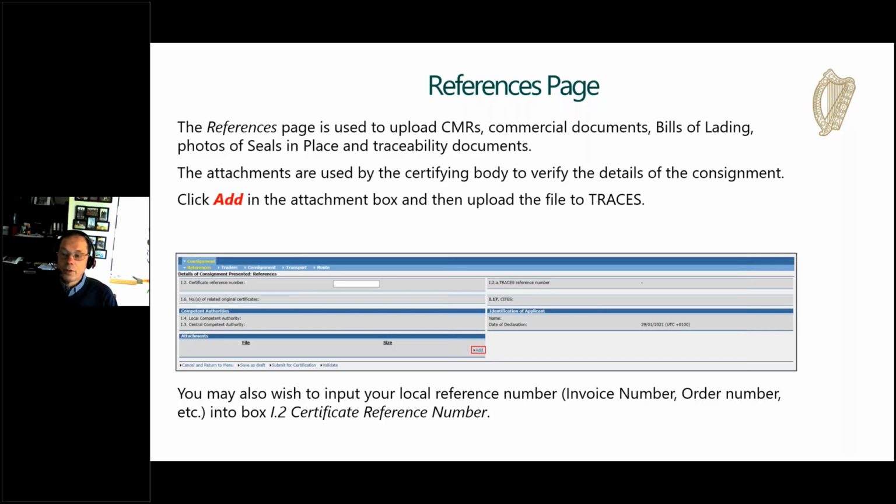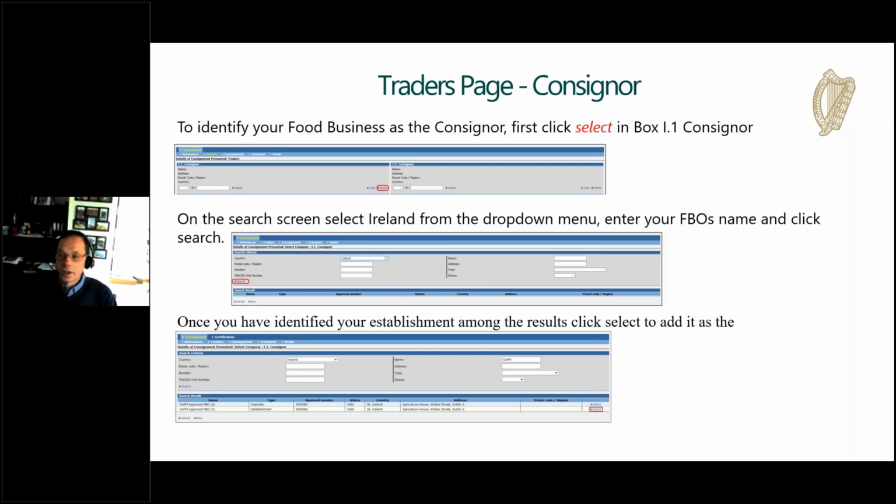To identify your food business as the consignor on the traders page, which is the next tab going from left to right, first click Select in box 1.1 consignor up here, just there. On the search screen, select Ireland from the drop-down menu and enter your FBO's name and click Search, just here. Once you have identified your establishment among the results, click Select to add it as the consignor.